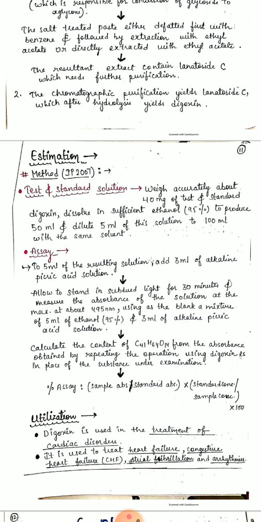For the percentage assay, we calculate by taking the sample absorption divided by the standard absorption, multiplied by the standard concentration and divided by the sample concentration, into 100. Digoxin is used in the treatment of cardiac disorders, to treat heart failure, congestive heart failure, atrial fibrillation and arrhythmias. So the most important use of digoxin is in cardiac disorders.